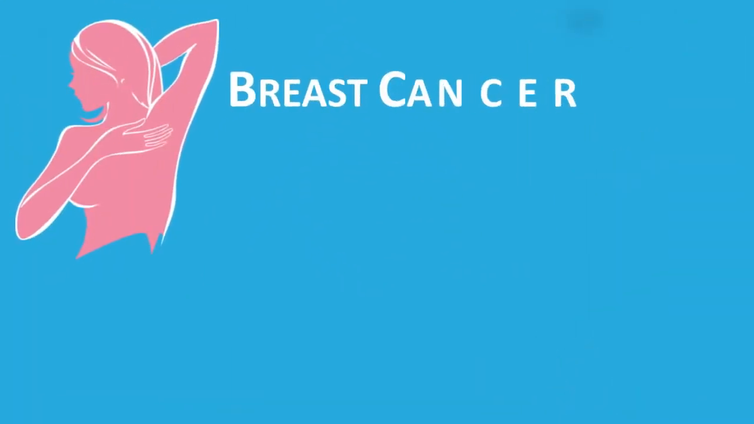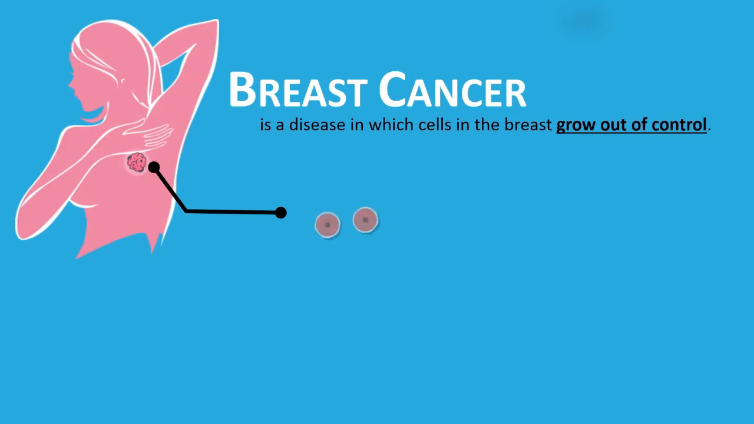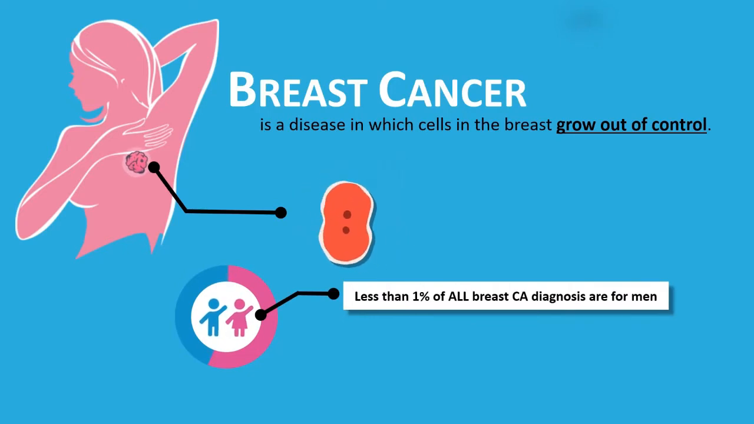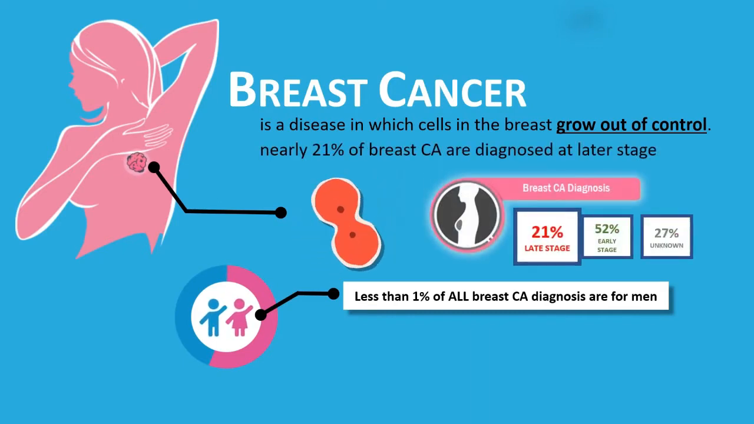Breast cancer is a disease in which cells in the breast grow out of control. There are different kinds of breast cancer, and the kind of breast cancer depends on which cell in the breast turns into cancer. Breast cancer can occur in both men and women, but it's far more common in women. Less than 1% of all breast cancer diagnoses are for men. Despite advances in diagnosis of breast cancer, it can still go undetected simply because at its early stages, patients often feel no pain or discomfort until the cancer has invaded nearby tissues, leading to late-stage diagnosis.